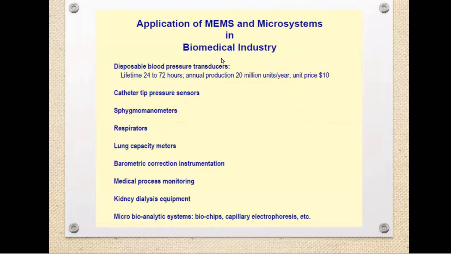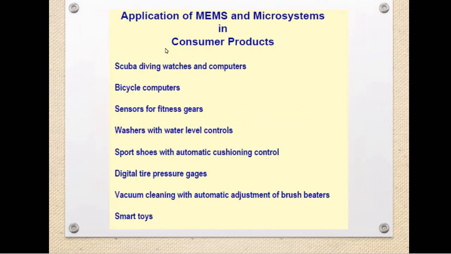In the consumer industry, or day-to-day life, we need scuba diving watches and computers, bicycle computers, sensors for fitness gears, and washers with water level controls. So these are the different types of MEMS that we are using in day-to-day life. We can say that these are consumer products: the sports shoe with automatic cushioning control, the digital tire pressure gauge, vacuum cleaning with automatic adjustment of brush bristles, and smart toys.